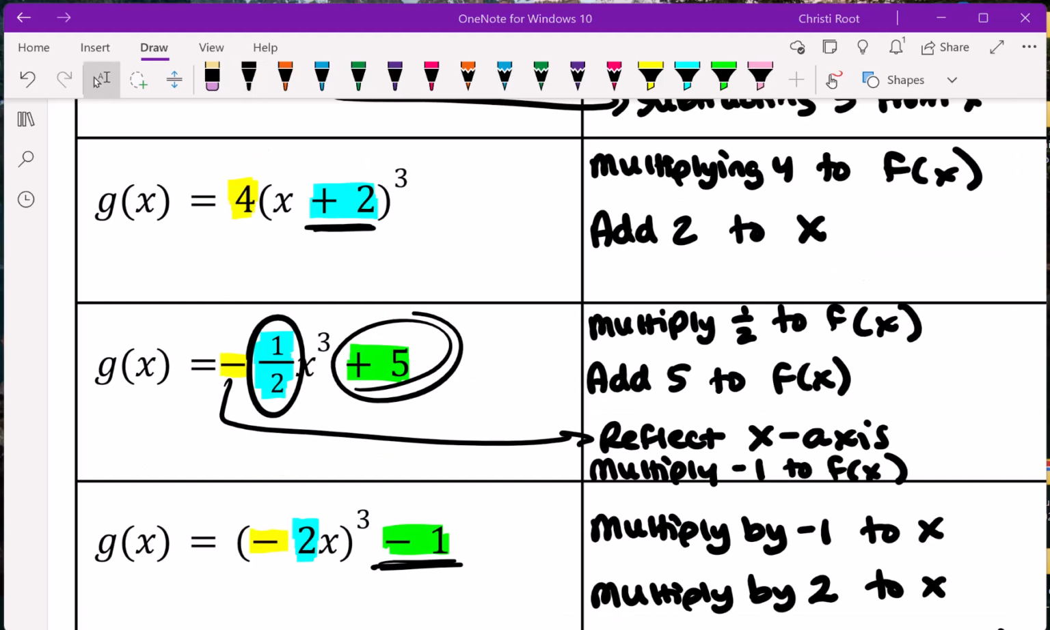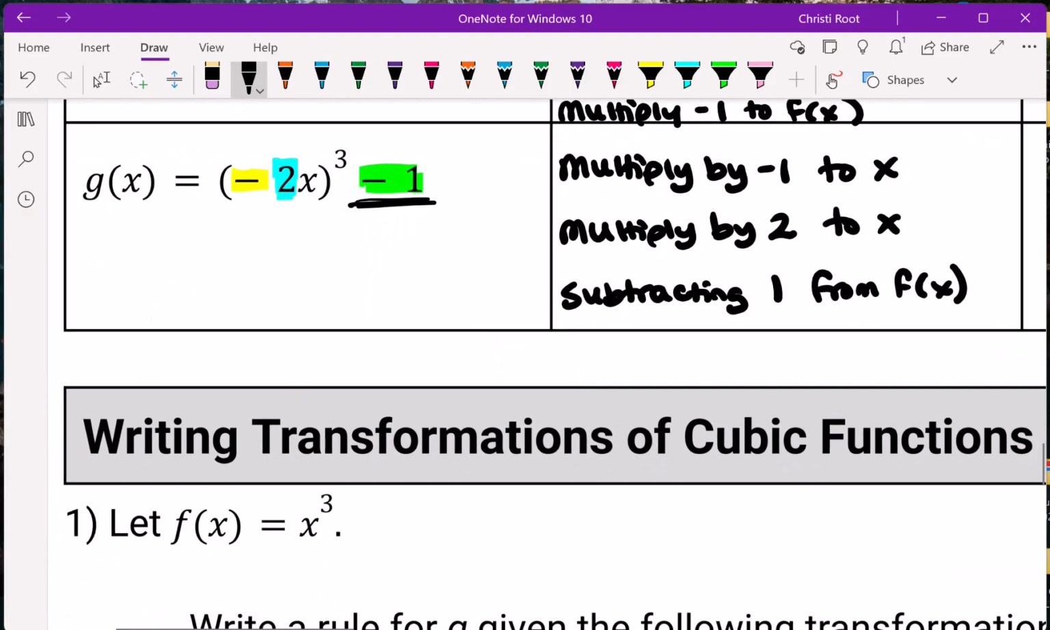All right, so I've got this second part filled out. This 4 right here, we're multiplying to the entire function. And this plus 2, we're adding just to x. And then right here, we are multiplying x. See how it's inside the parentheses here? So we're multiplying to x. We're also multiplying 2 to the x. And then we're taking away 1 from the function.